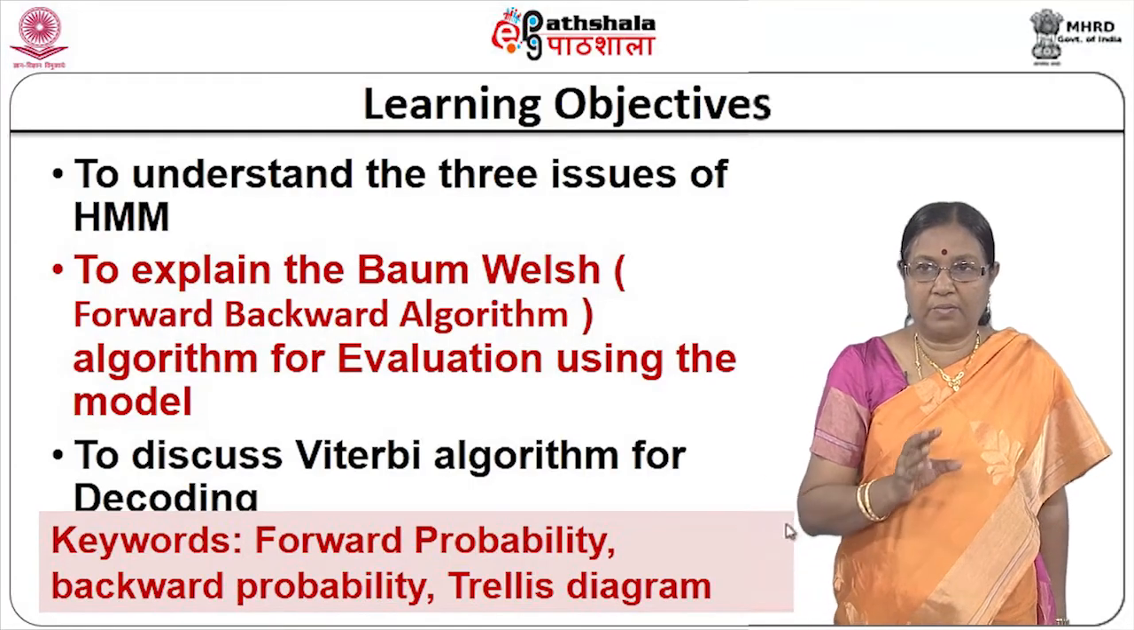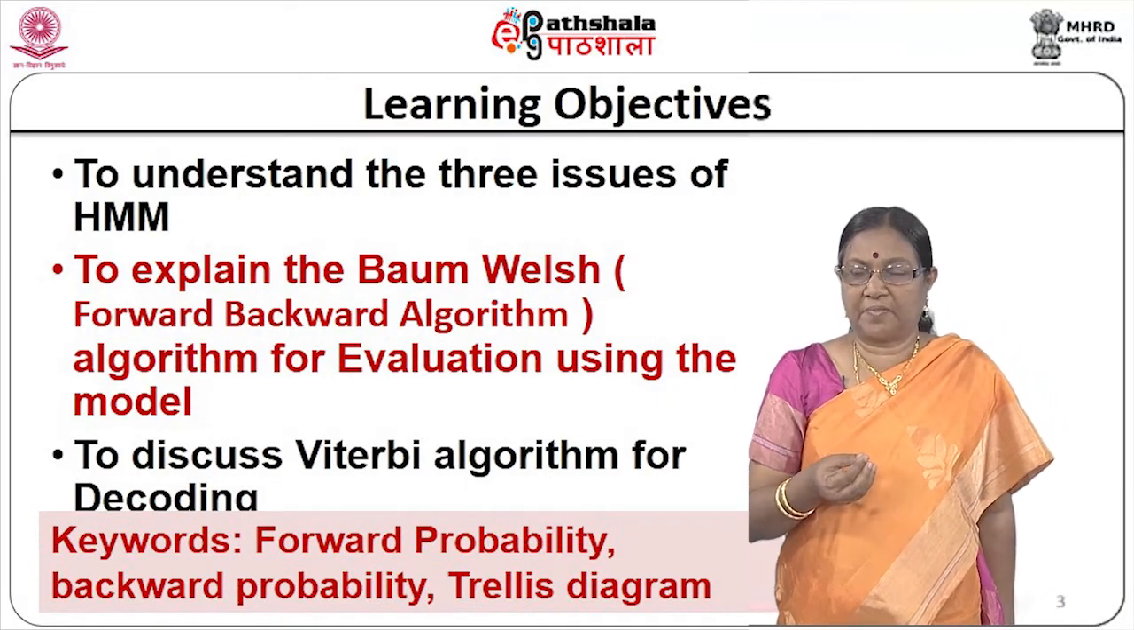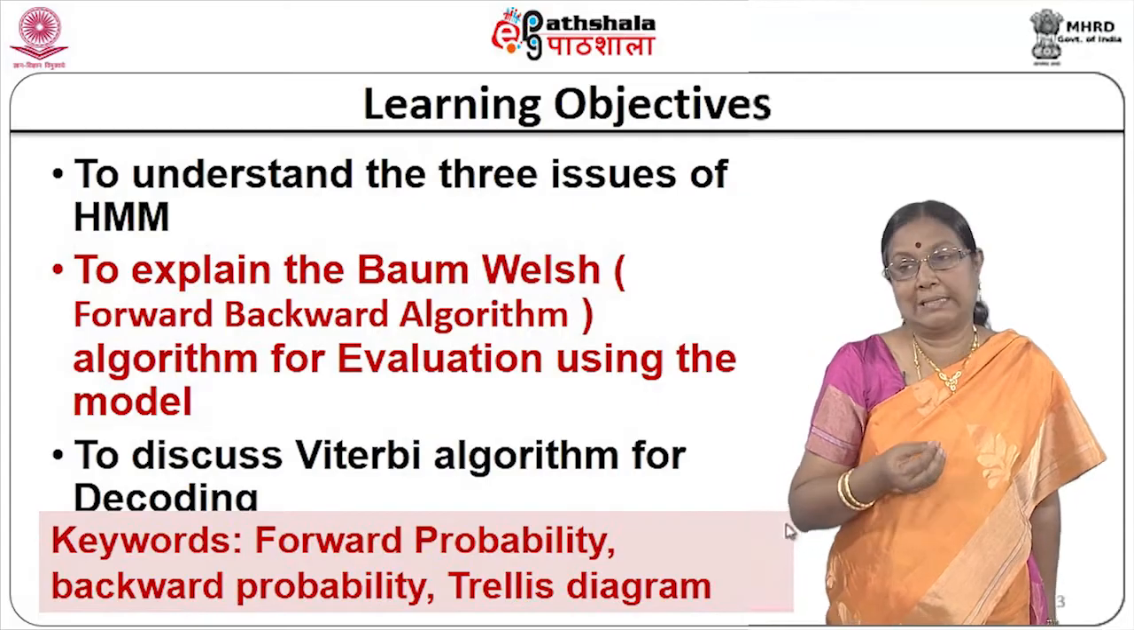So, the key words associated with this particular module are forward probability, backward probability and the Trellis diagram.